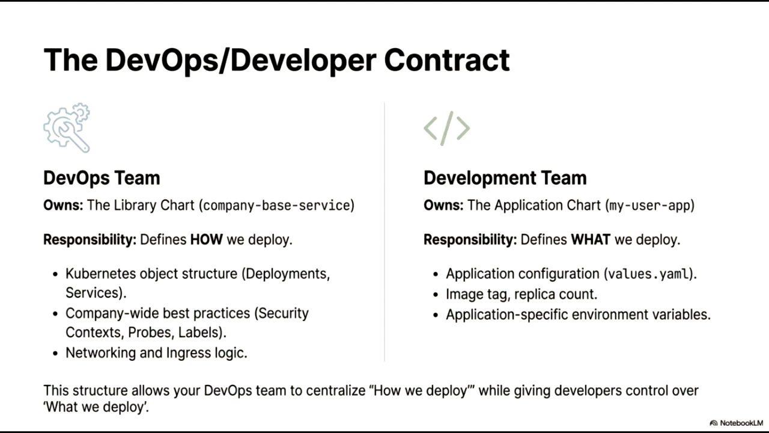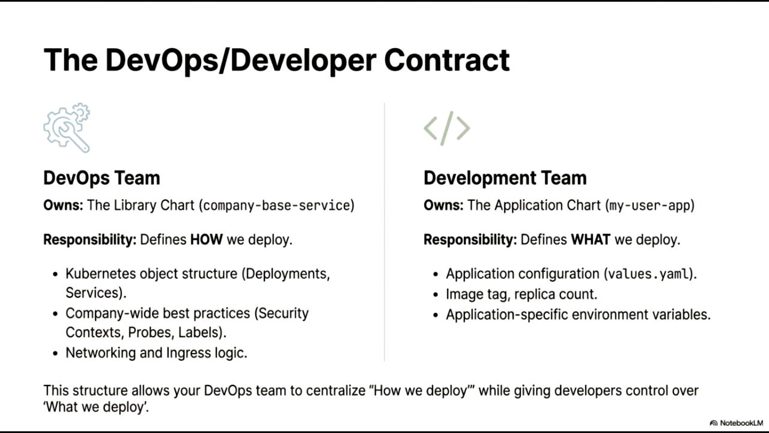The DevOps/developer contract establishes a clear division of labor and ownership within our infrastructure. On the left side of the contract, the DevOps team is responsible for the library chart, which acts as our base service template. Their focus is defining exactly how we deploy. This includes building the underlying Kubernetes object structures for deployments and services, enforcing company-wide best practices for security and probes, and managing networking and ingress logic.